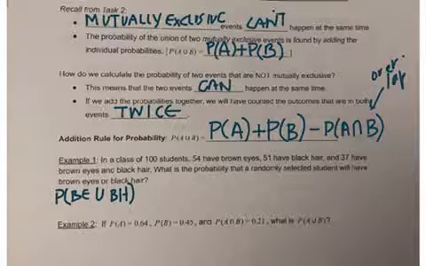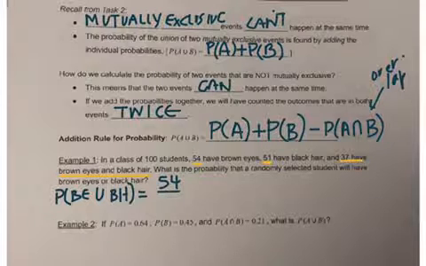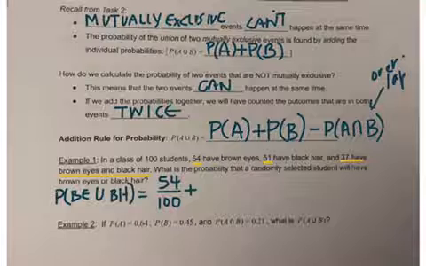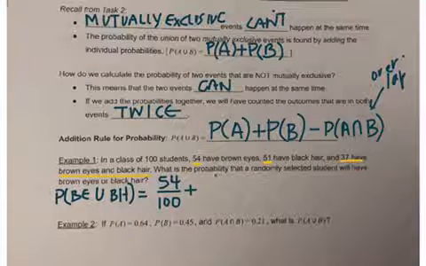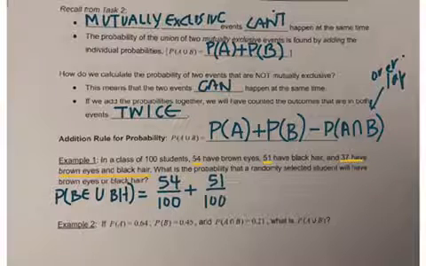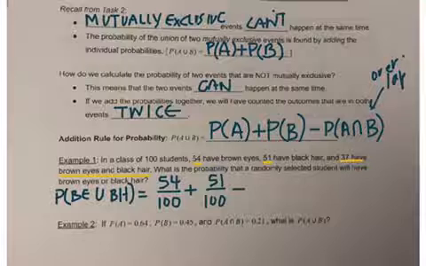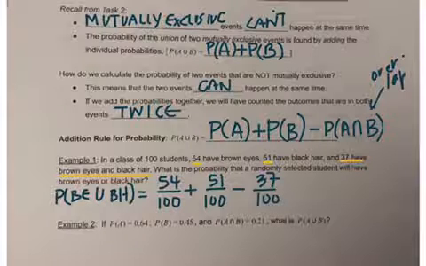Now, the problem tells us that there's some overlap. There are 37 of these students who have both brown eyes and black hair. So those 37 students are counted both in this 54 and in this 51. And so we have some overlap. And so we calculate the probability of choosing a student with brown eyes, so 54 out of 100, plus the probability of choosing a student with black hair, so 51 out of 100 total students, minus the overlap. And the overlap are these 37 students. So minus 37 over 100.